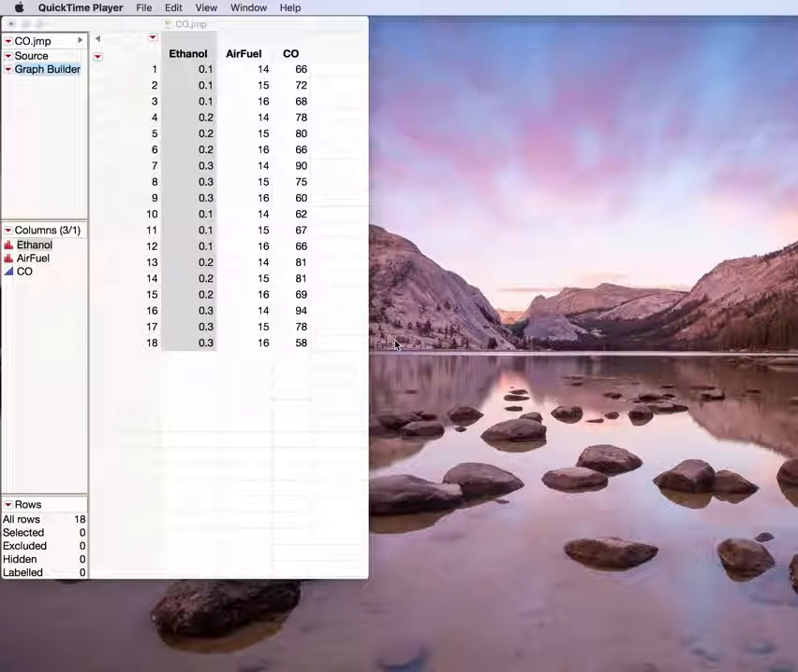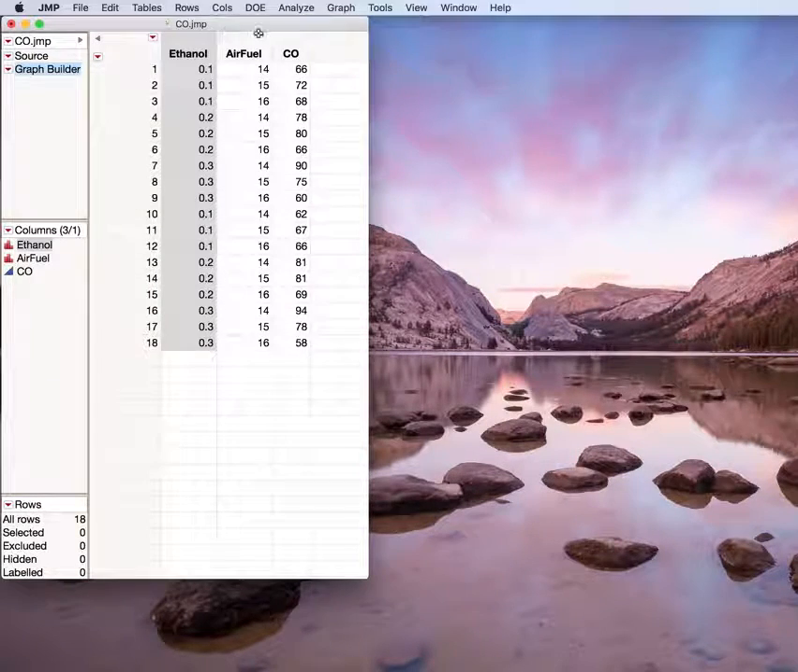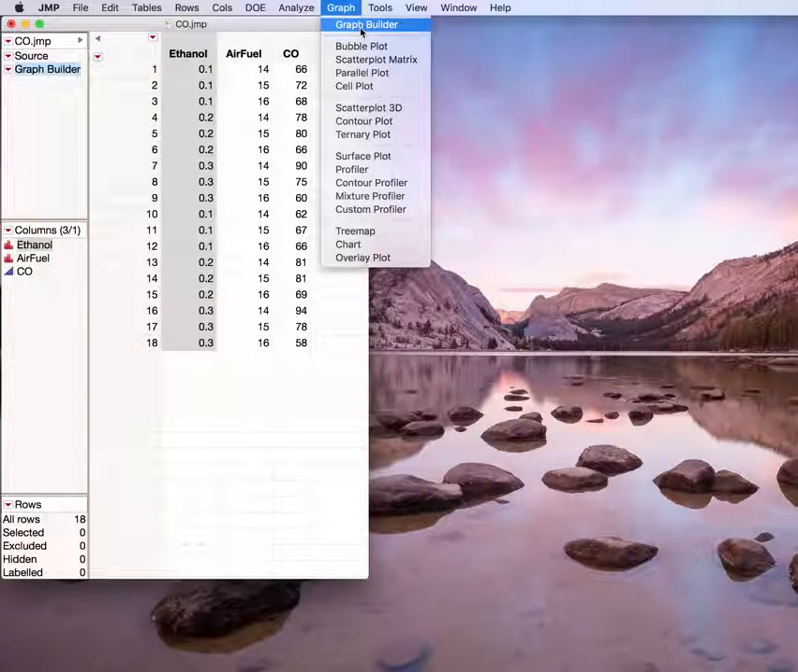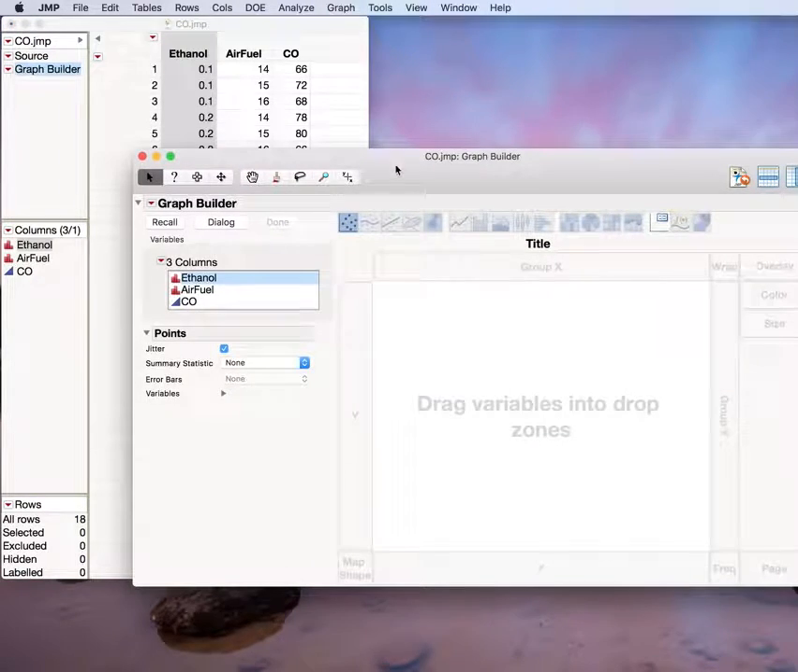In this video, I'm going to show you how you can do an analysis of factorial experiments in JMP. So I'm going to do this with the carbon monoxide data set that we had in the lecture. So we'll start with looking at a graphical visualization of this data set.